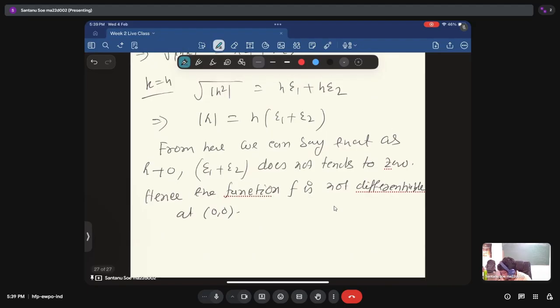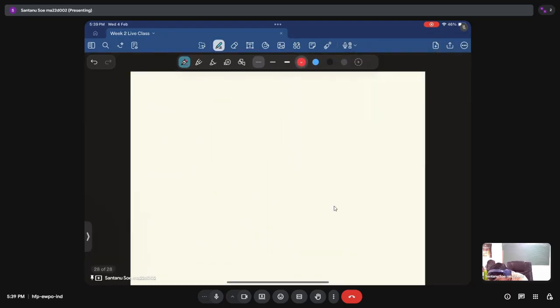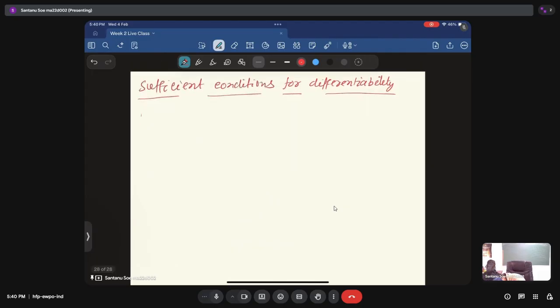So now we're gonna give a theorem. This is an important theorem. This is called the sufficient condition for differentiability. So yeah, I'll take a new page. So this is called sufficient conditions for differentiability. Okay, so now what it says.